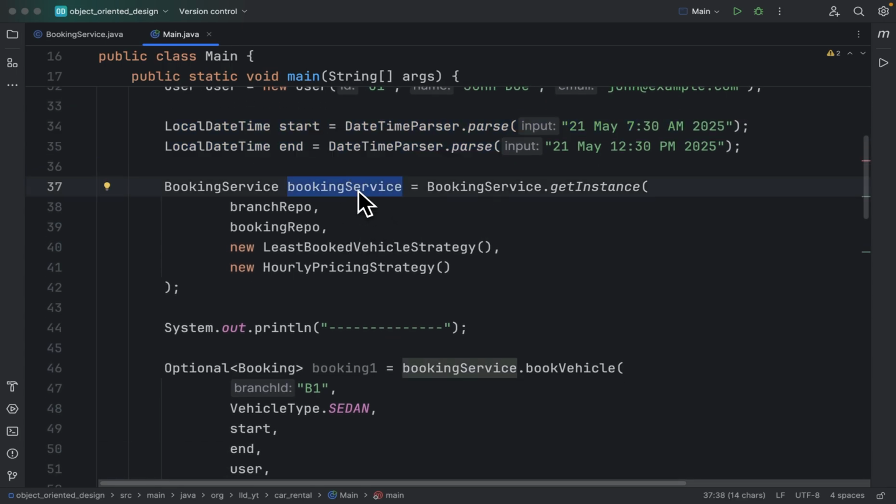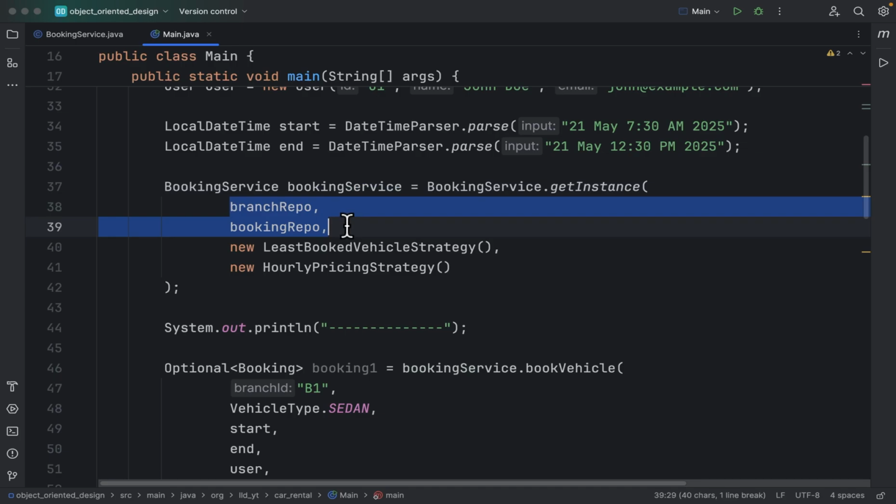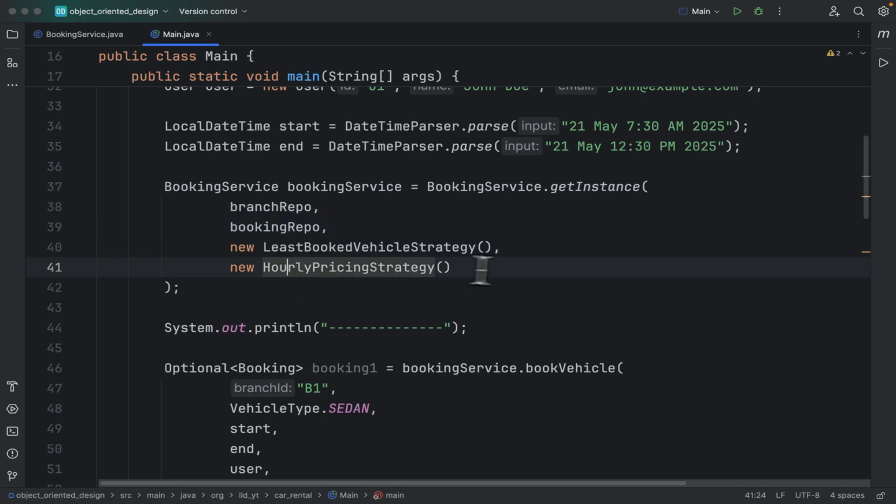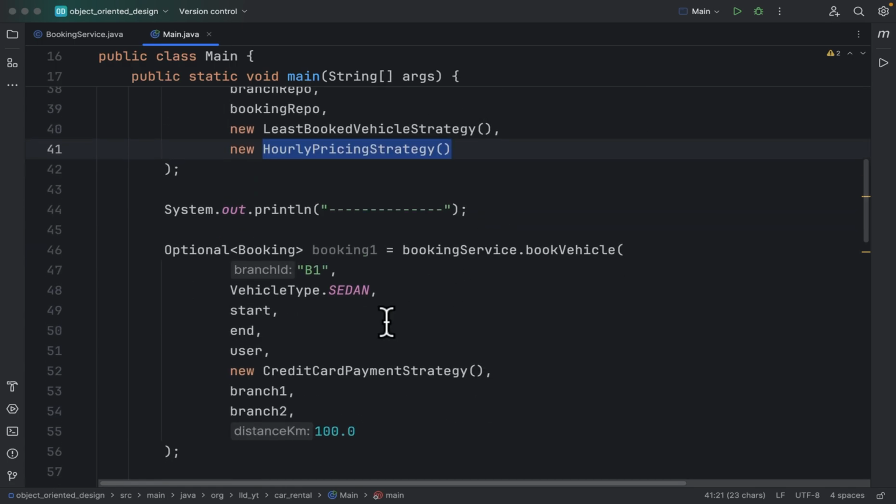I have also created a booking service. This booking service will have the branch repo and the booking repo, and it will also have different strategies like the least booked vehicle strategy. So the vehicle which is booked the least number of times will be assigned. And similarly, we would also have this pricing strategy. Currently we are using this hourly based pricing strategy.